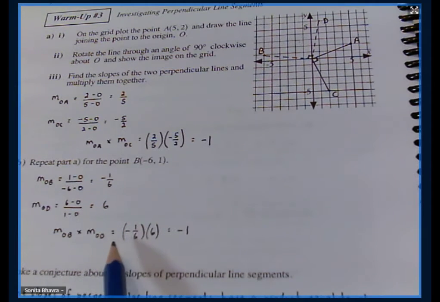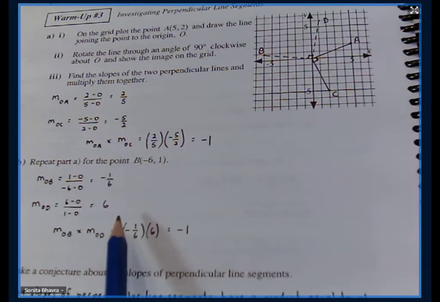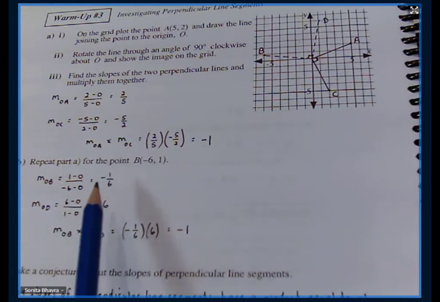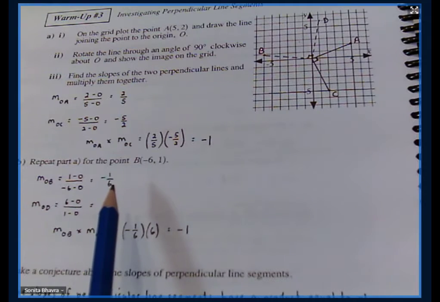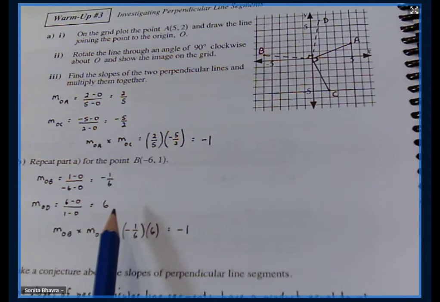So again, if you multiplied -1/6 by 6, we end up with -1. Okay, so negative reciprocals. So here our slope was already negative. It was -1/6. So this would become, in this case, 6/1, and it's positive.